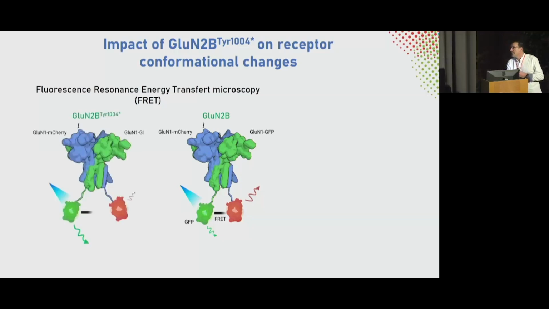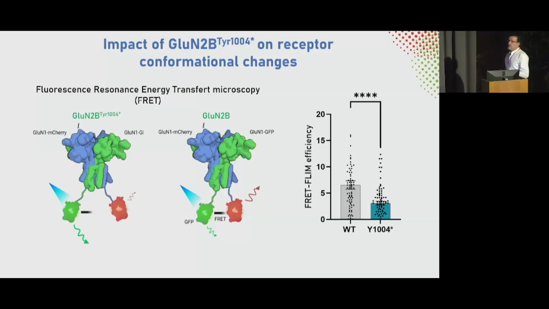What we observe for the GluN2B with the mutation at tyrosine 1004 is that the C-terminal domain of GluN1 is affected by the fact that you remove a part of the C-terminal domain of GluN2B. It's not only that you have a mutation on the GluN2B part, you can also have a modification of the configuration of the GluN1 subunit. And this modification can modify, for example, the affinity for a scaffold protein, meaning the protein that organizes the synaptic localization of the receptor.